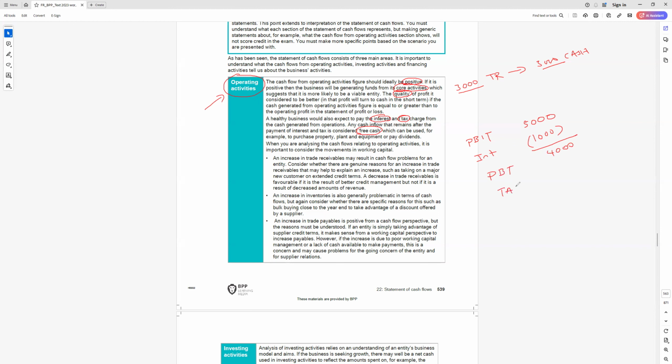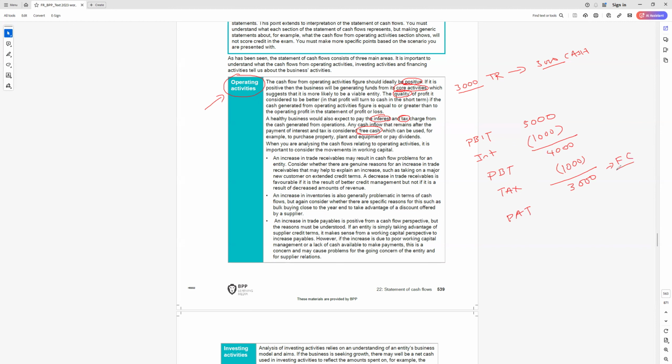And then you minus the tax. For example, the tax is 1,000. And we have 3,000 left. And this one we call PAT, profit after tax. Now this one we call free cash. Why do we call it free cash?